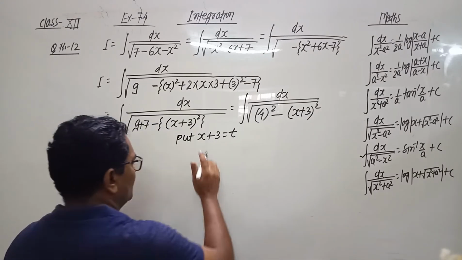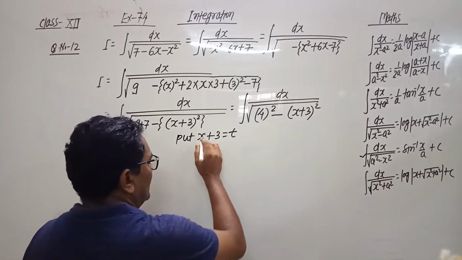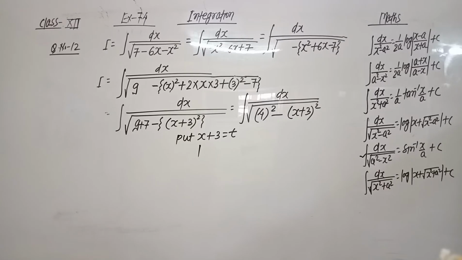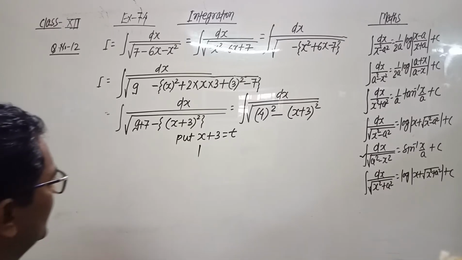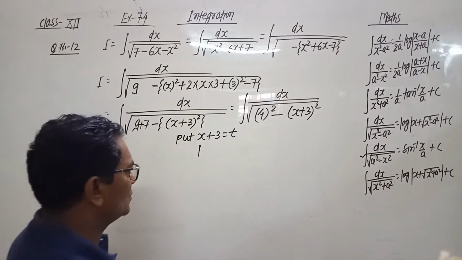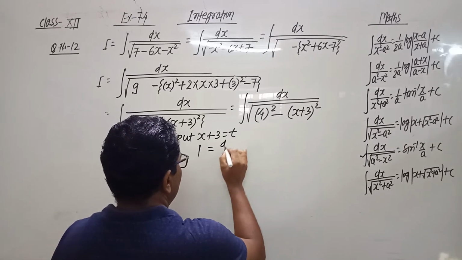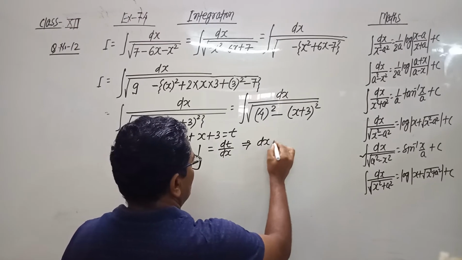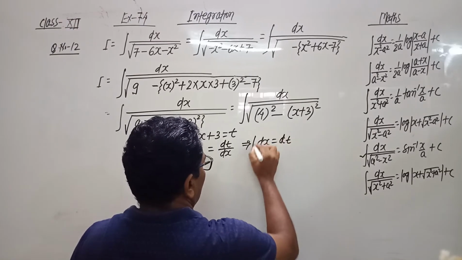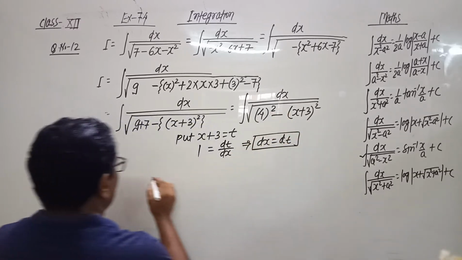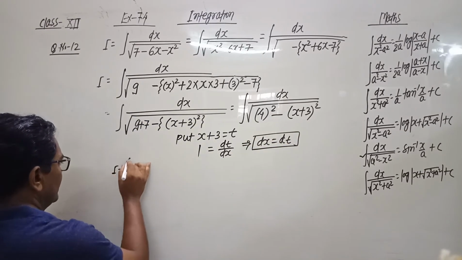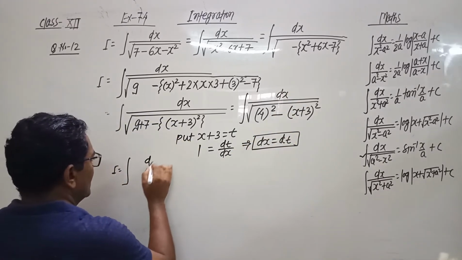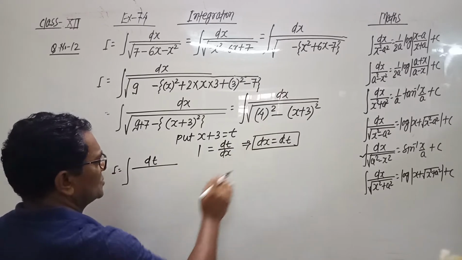Differentiation of x with respect to x comes to be 1, and 3 is the constant term, and differentiation of a constant term is 0. And differentiation of t is dt by dx. So by cross multiplication, we get dx equals dt. Now I equals integration; instead of dx, we can write dt. So we have converted the entire terms in terms of t.